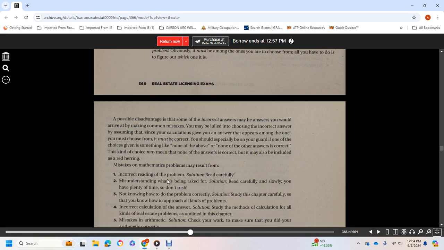You should especially be on your guard if one of the choices given is likely "none of the above," and none of the other answers is correct. That kind of choice may mean none of the answers is correct, but it's also often included as a red herring.